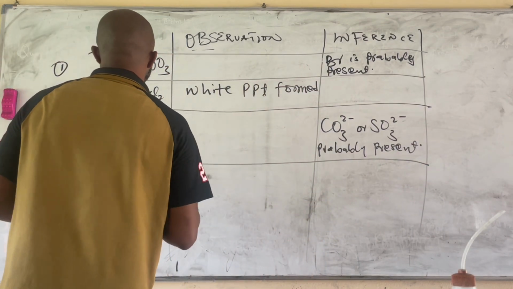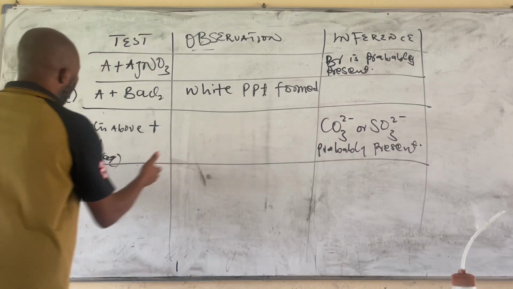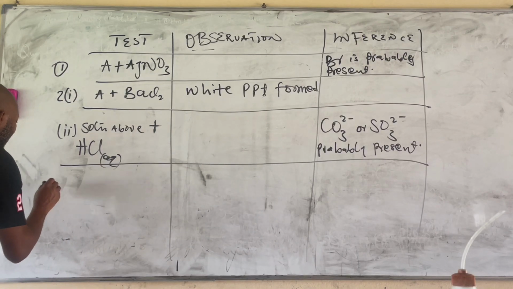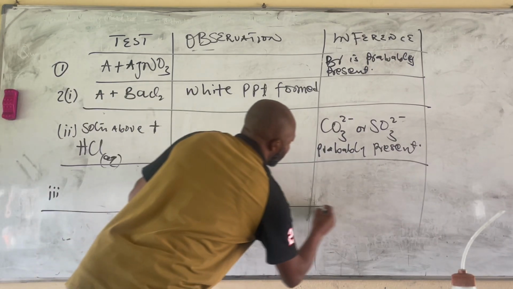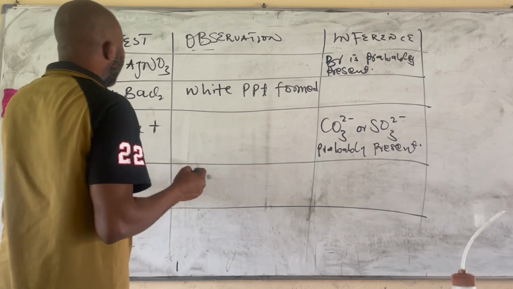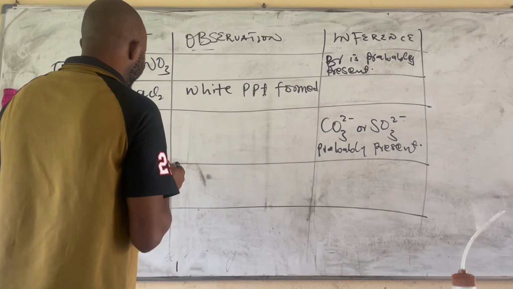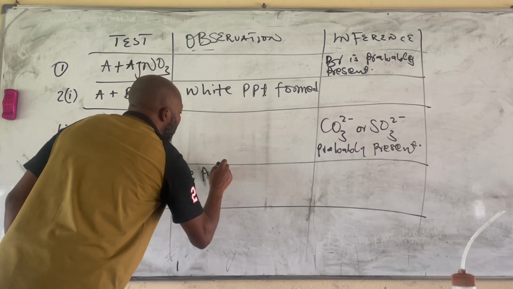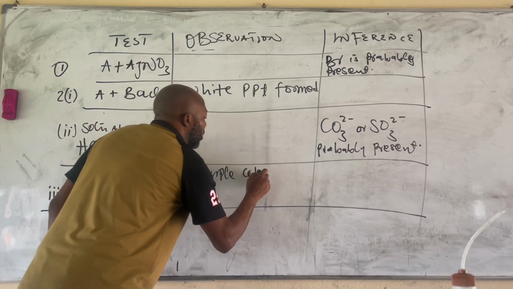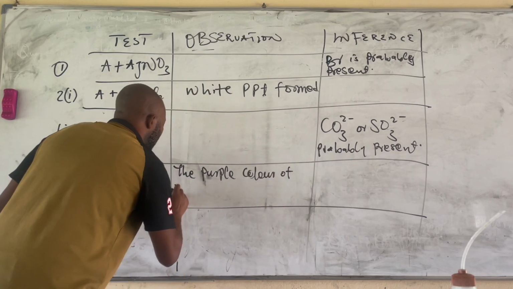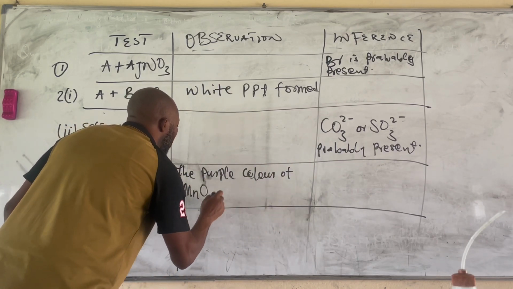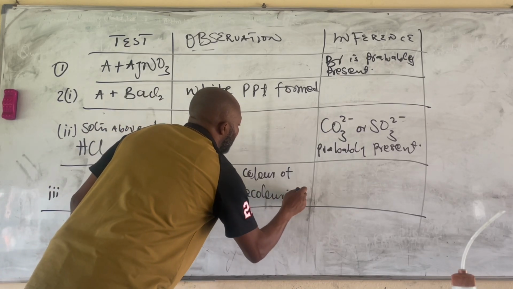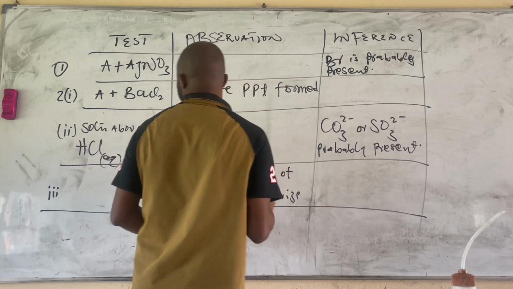Now, if that happens, what would be the test? A further test, III. What would be the further test, III, if we have the purple color of KMnO4 decolorized? And what would be the inference?